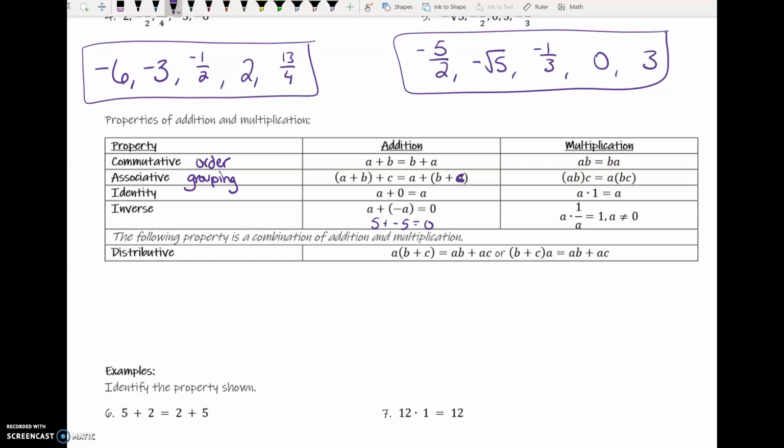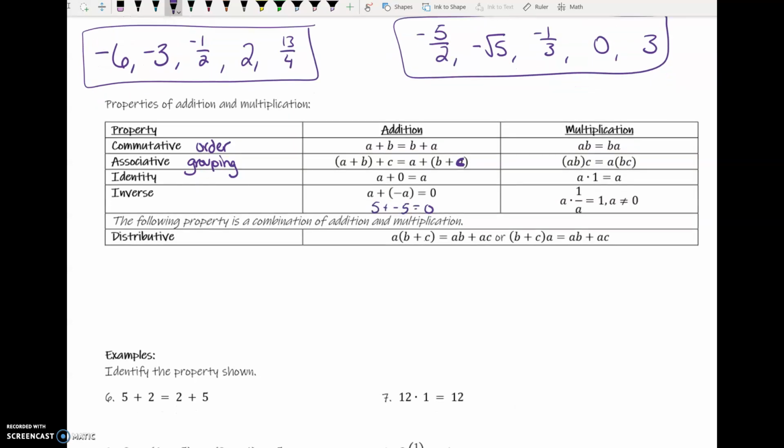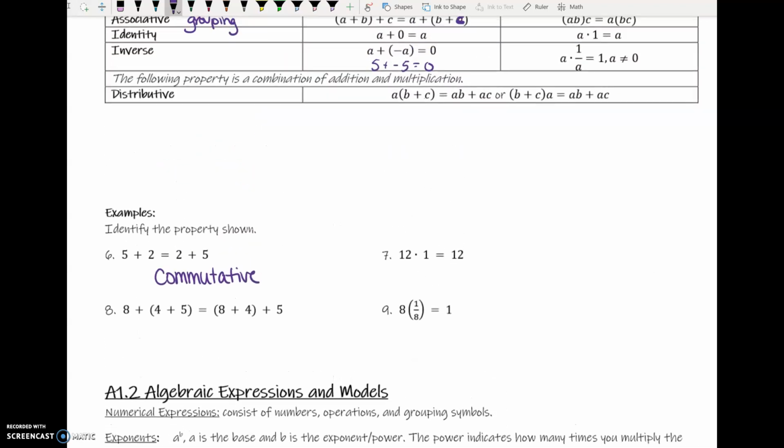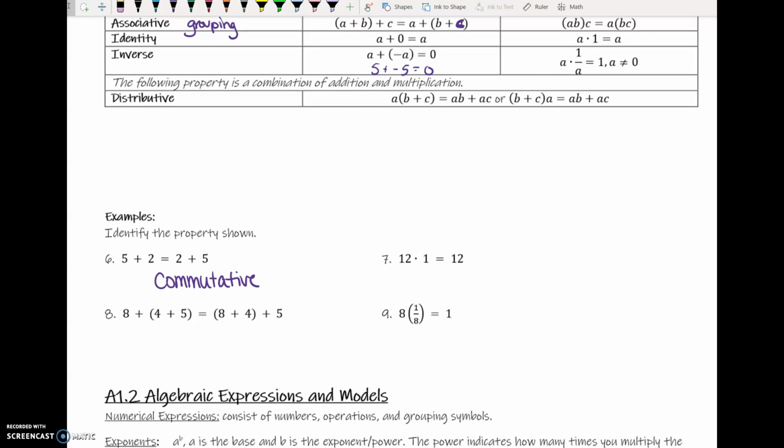And then there's the distributive property, which most of you are pretty familiar with. So here are some examples. 5 plus 2 equals 2 plus 5. We're changing the order. That is commutative. Technically, it's the commutative property of addition, but commutative. 12 times 1 equals 12. Now, the identity and the inverse ones are kind of weird. Make sure you look: you're multiplying by the identity, so that is an identity property.